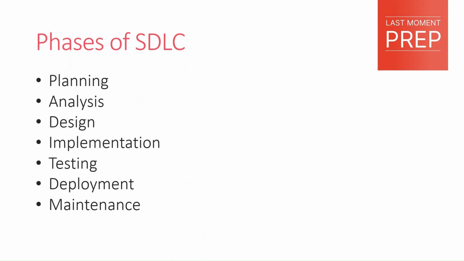Let's break down the phases of SDLC. There are typically seven major phases: planning, analysis, design, implementation, testing, deployment, and maintenance. Each phase has a specific purpose and set of activities. Let's go through them one by one.